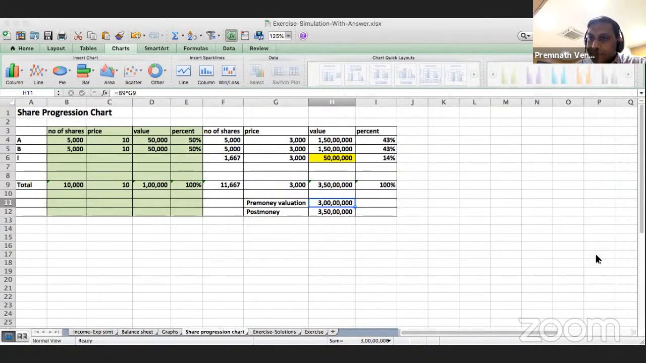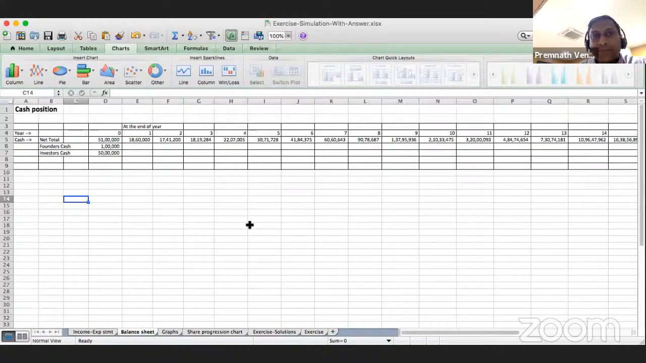Now in all this, ESOPs and all will get complicated, so I don't want to get into it. But the other Excel sheet I gave you on the day when we discussed teams has that. So please go and look up that Excel sheet to learn more about these. Now let's move to the next part. I'm going to go from here to roughly a cash position chart.